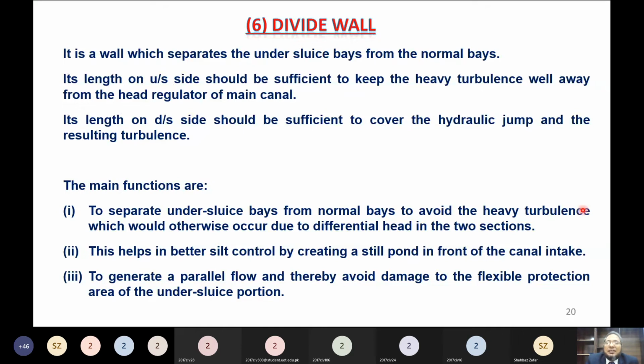The main function is to avoid the heavy turbulence which would otherwise occur due to differential head in the two sections. The second function: this helps in better silt control by creating a still pond in front of the canal intake. So the divide wall also helps in making the silt pocket. Third, to generate a parallel flow and thereby avoid damage to the flexible protection area of the undersluice portion.